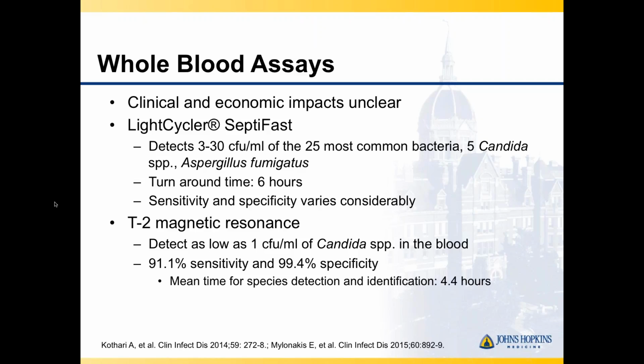Some of the assays on whole blood have been available and used more broadly in Europe. There's only one that has so far been cleared in the United States, which is T2 for Candida species. We still don't know what their clinical and economic impacts are on patient care. We have a lot of data about their sensitivity and specificity. One example is LightCycler SeptiFast, and this technology can detect anywhere from 3 to 30 colony-forming units of the 25 most common pathogens, as well as Candida species and Aspergillus.